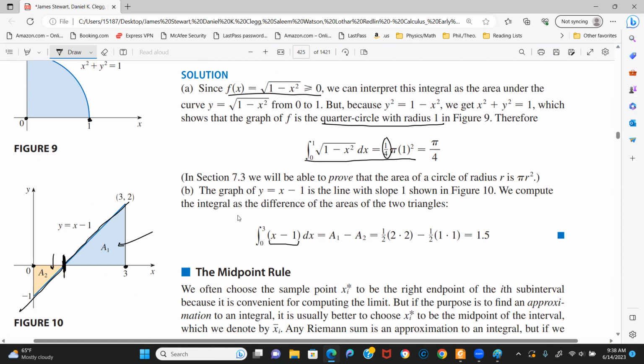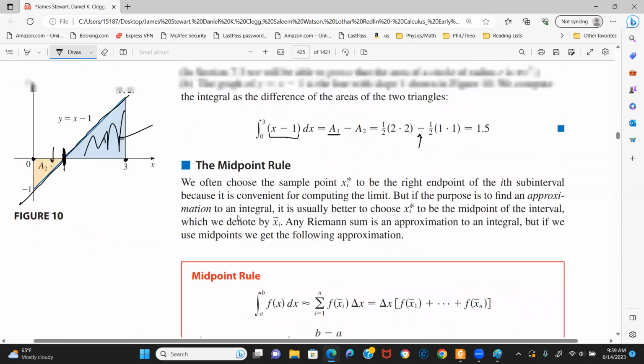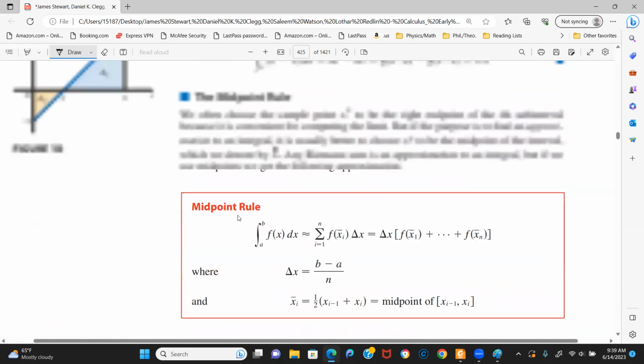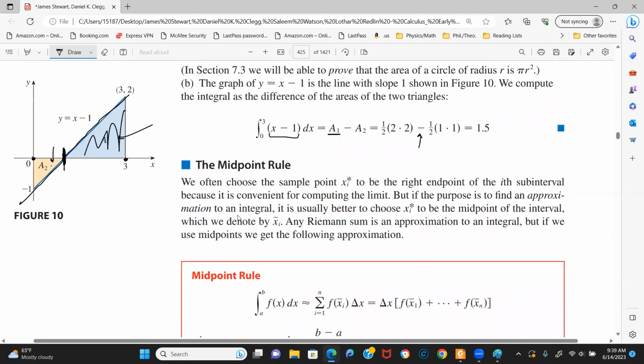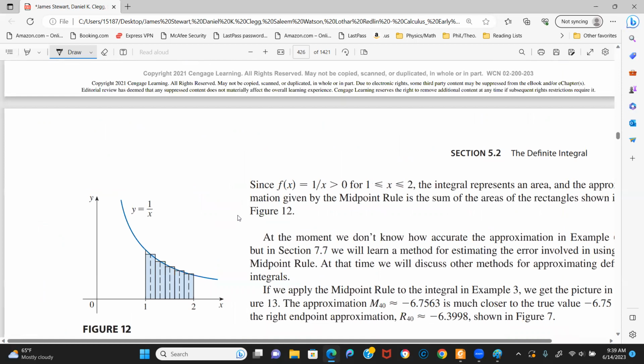So you have A1, which is going to be this positive area, and then you have A2, which is going to be negative. That's why there's this negative here, because you want to subtract that part off right there. All right, so there's not much to do there. So read through that if you want to.